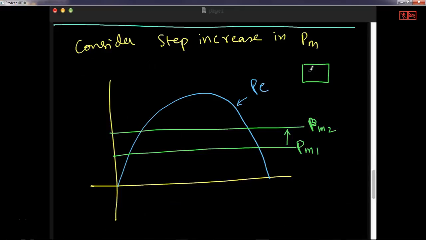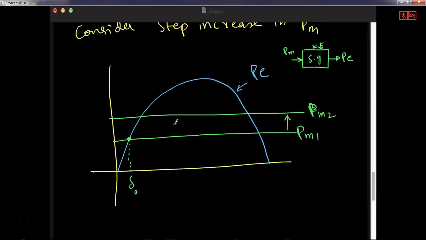Just for you to understand, this is a synchronous generator. Electrical power is leaving the machine and mechanical power is entering the machine, and there is some kinetic energy stored in the machine. Now there is a step increase in the PM. Before the step increase, this was my normal operating point, let's call this delta naught. Now what happens if I suddenly increase the input power? From this point I jump to this point.